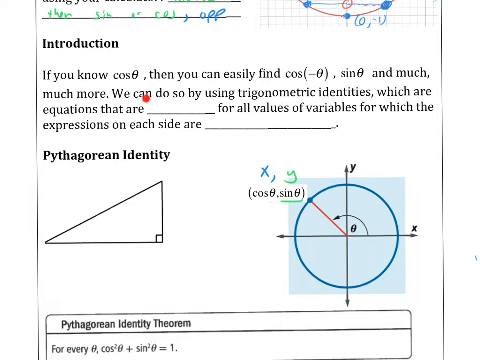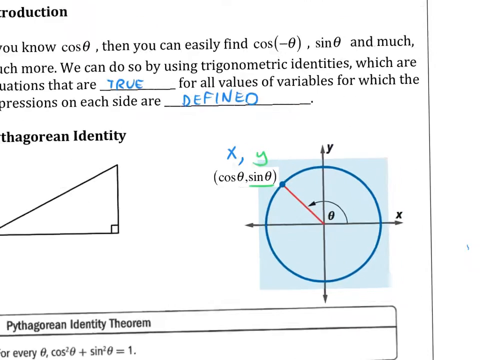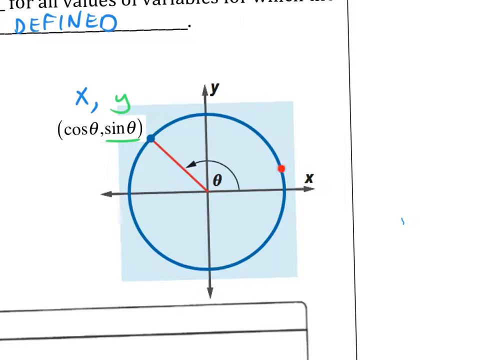Okay, so we can do so by using what's called trigonometric identities, which are equations that are true for all values of variables for which the expressions on each side are defined, as opposed to undefined, divide by 0. So if we recall, no matter where we place our theta, we're going to focus right here just on quadrant 1 to see where things derive from.